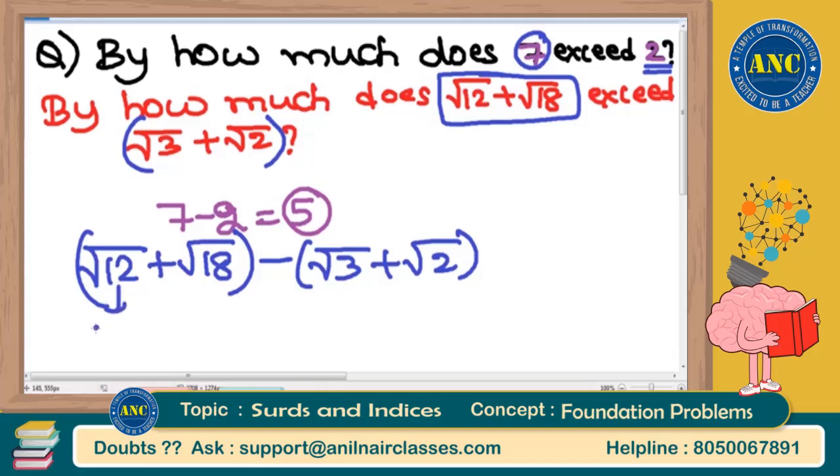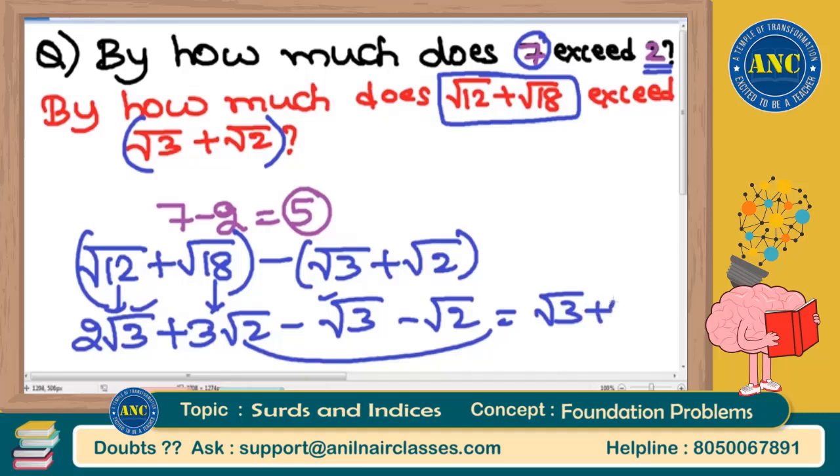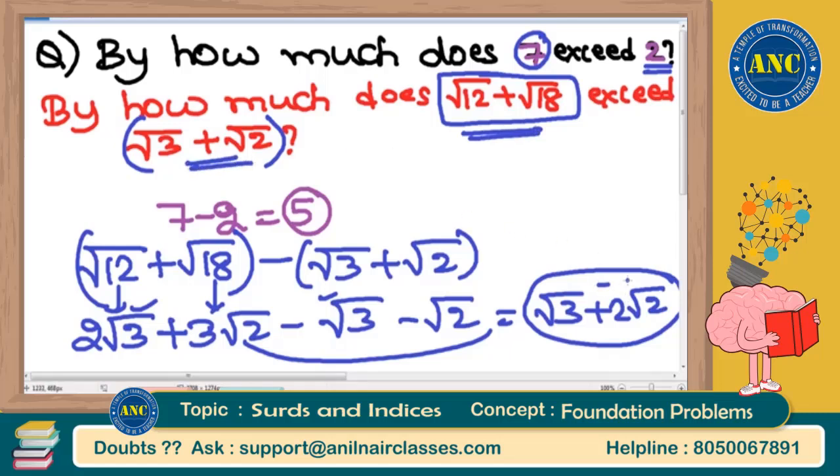Root 12 is nothing but 4 into 3, it is 2 root 3. This is 9 into 2, it is 3 root 2, and this is minus root 3, this is minus root 2. 2 root 3 minus root 3 is root 3. 3 root 2 minus root 2 is plus 2 root 2. The answer for this question is the first term is exceeding the second term by root 3 plus 2 root 2 units.